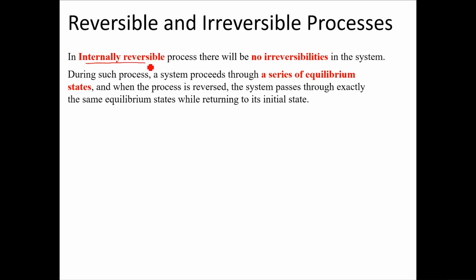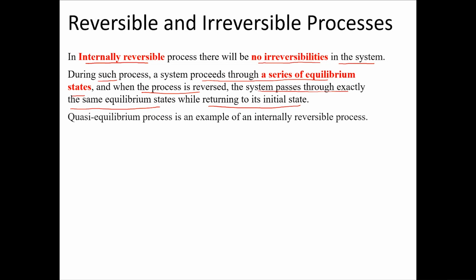In an internally reversible process, there would be no irreversibilities within the system. That means during such a process, a system proceeds through a series of equilibrium states. When the process is reversed, the system passes through exactly the same equilibrium states while returning to its initial state. The system would come back to its original condition without having any irreversibility within the system. A quasi-equilibrium process is an example of an internally reversible process, again with a frictionless piston.